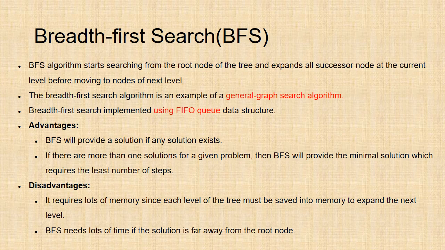Advantages: BFS will provide a solution if any solution exists. If there is more than one solution for a given problem, then BFS will provide the minimal solution, which requires the least number of steps. Disadvantages: it requires lots of memory since each level of the tree must be saved into memory to expand the next level. BFS needs lots of time if the solution is far away from the root node.